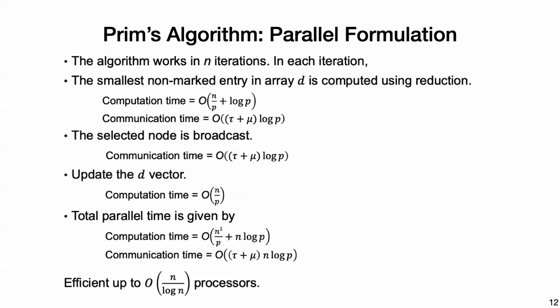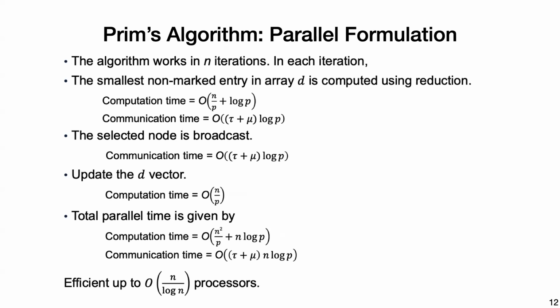So this is just the time for reduction. Just from the basic primitives that we had, the computation time is n over p plus log p. The communication time is tau plus mu log p. Because we're just doing reduction over n elements on p processors.